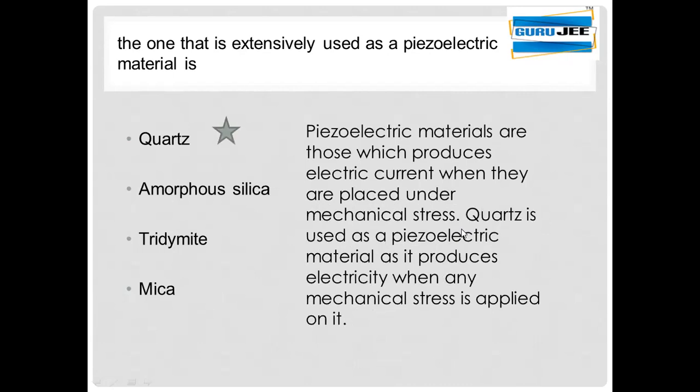Just note down what piezoelectric materials are. These materials produce electric current when they are placed under mechanical stress. That means when we apply some pressure or stress on these substances, they can produce electrical current, and they are known as piezoelectric substances. The example is quartz. It is used as this type of material because it can produce electricity when mechanical stress is applied on it. So you should note down what a piezoelectric material is and an example of it.